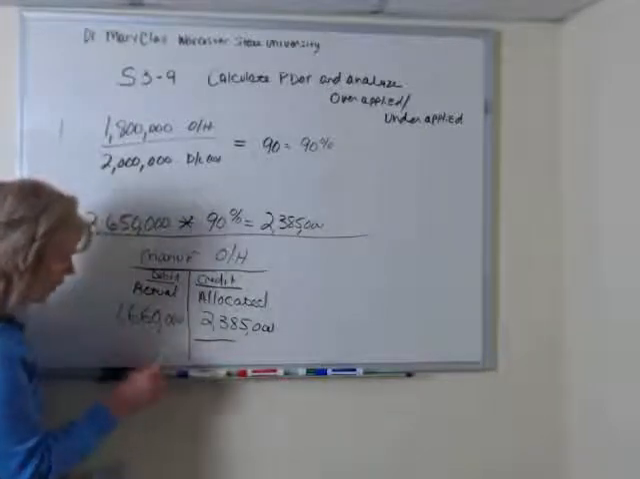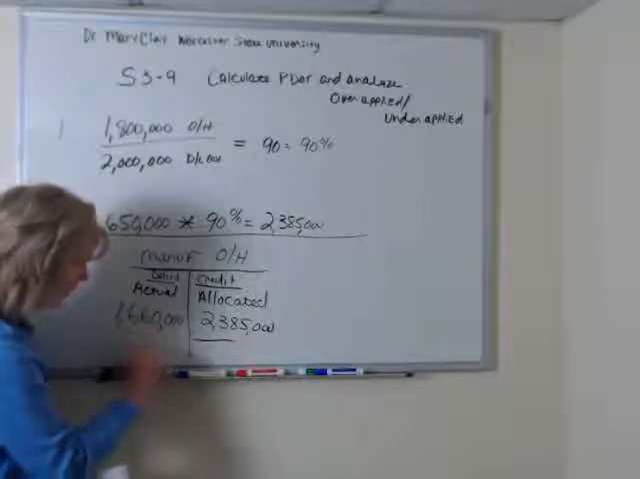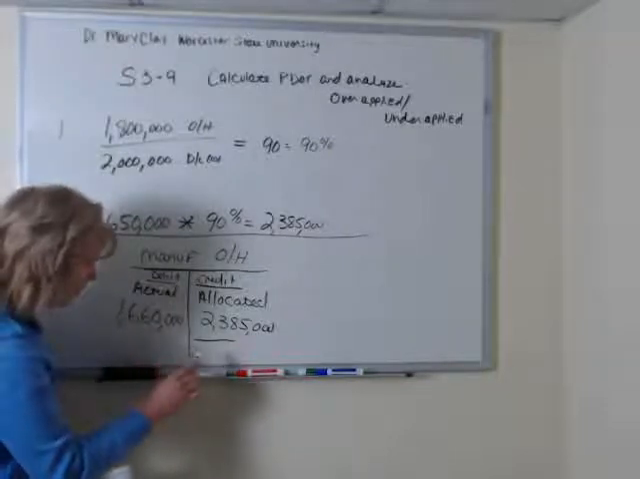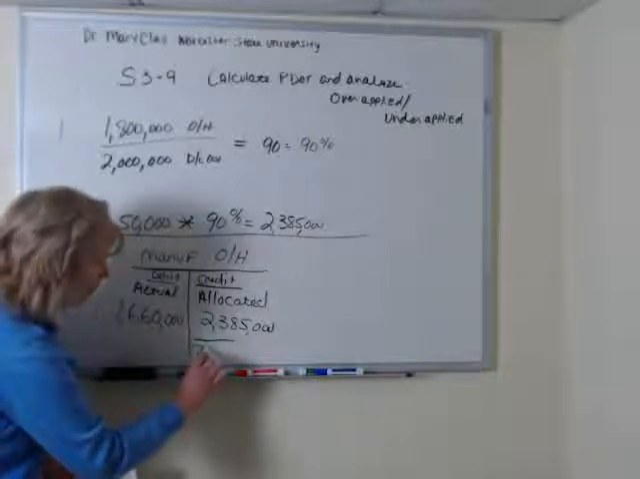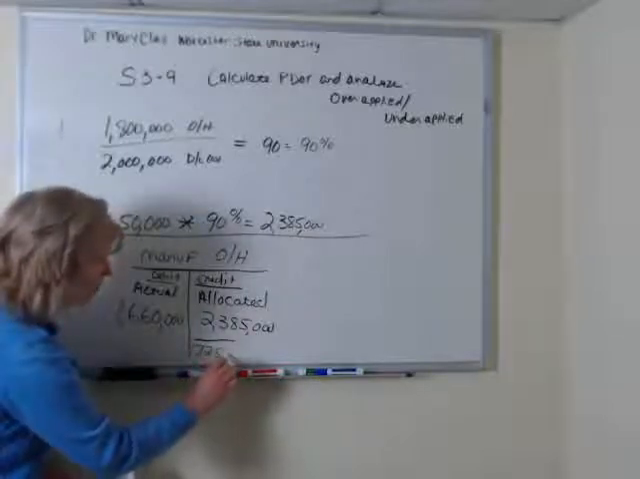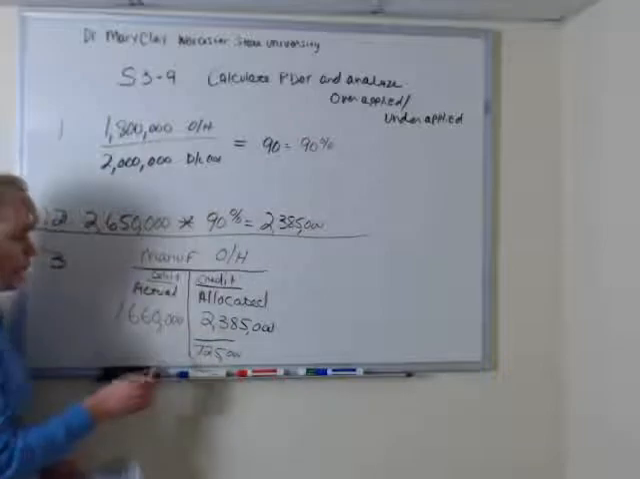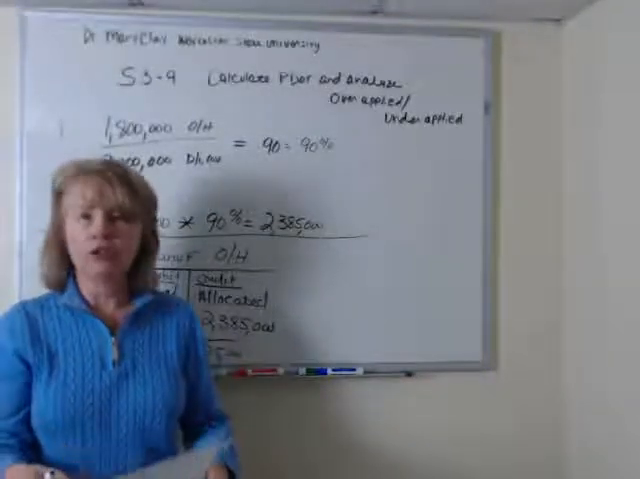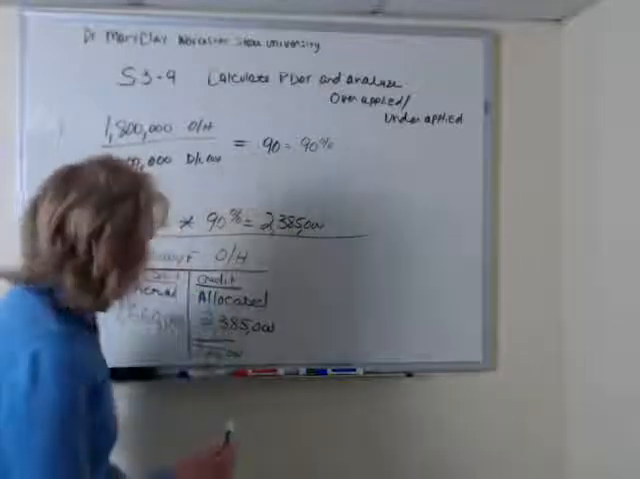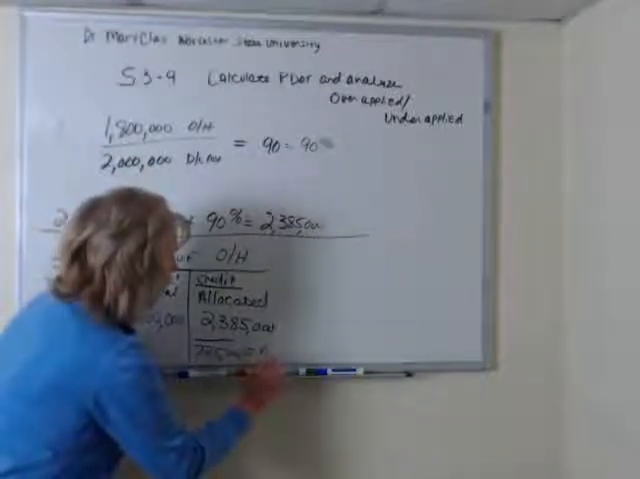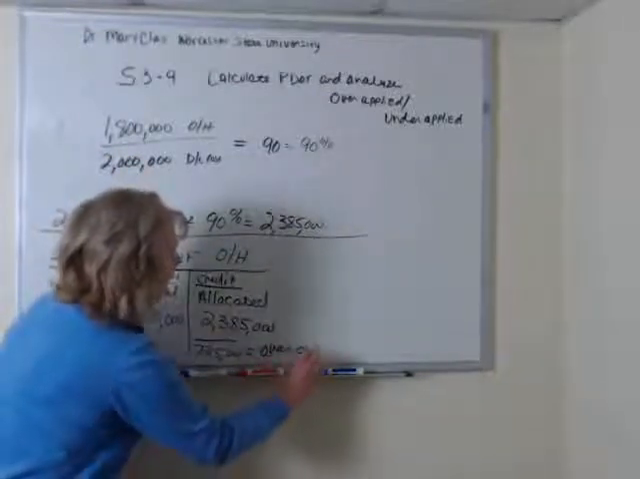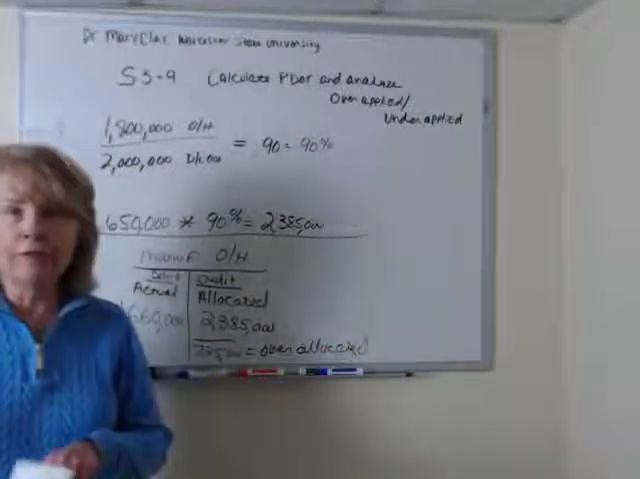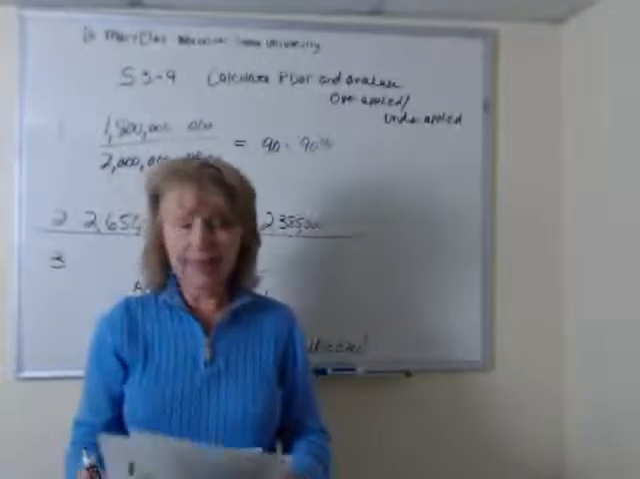Just so you know, it's going to end up being on this side that you'll have to make the entry. You'll end up having to debit. But I'll show it the same as the publisher, $725,000. And what that means is you've over allocated. You've allocated too much. So your answer is over allocated by $725,000. Okay? And that's it.